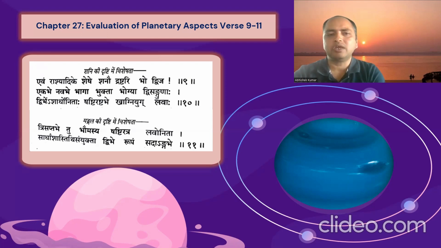I'm just talking like that so you could understand: 45 Virupa. So 60 Virupa is one rupa. You can understand this system, that's why I'm just talking. So for Shani Dev, Maharshi has revealed that one. And now for Mangal Dev.